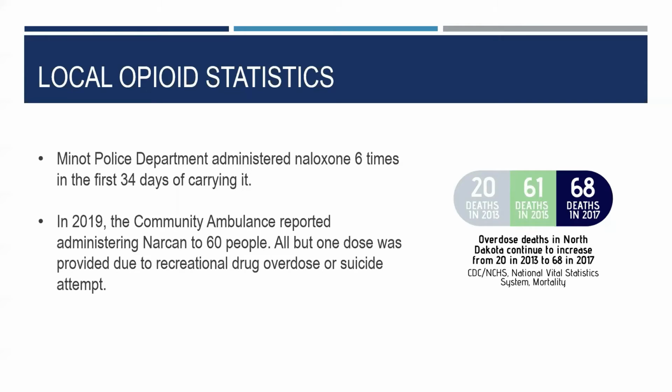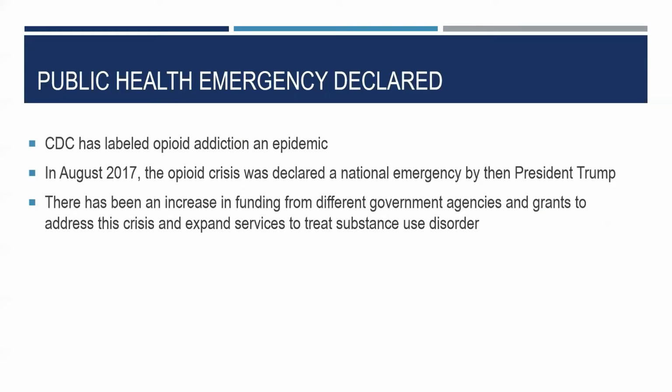So what is being done about it? Well, the CDC labeled opioid addiction as an epidemic, and the administration, as of August 2017, declared the opioid crisis a national emergency, and there has been an increase of funding from different government agencies and nonprofit grants to address this crisis and expand services to treat substance use disorder.